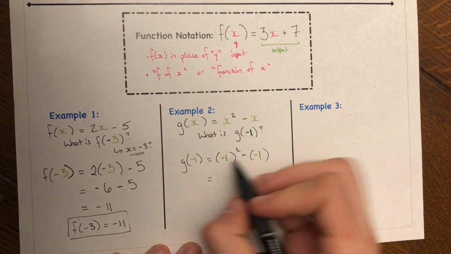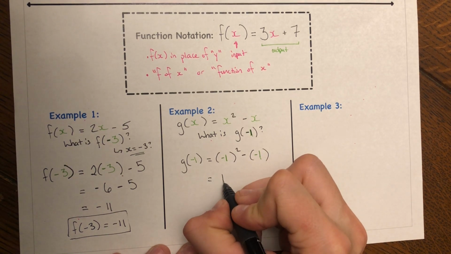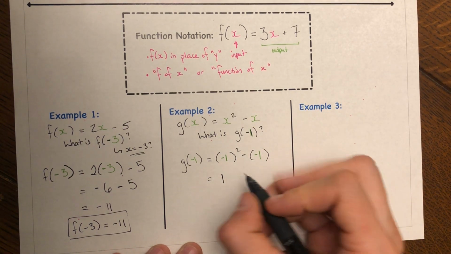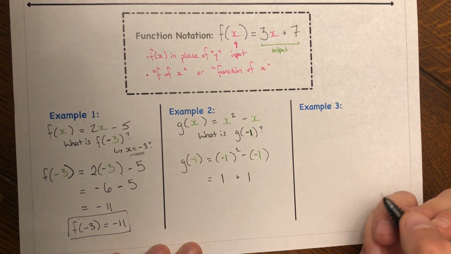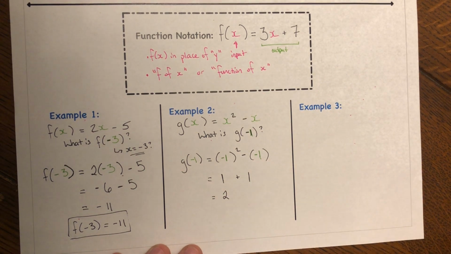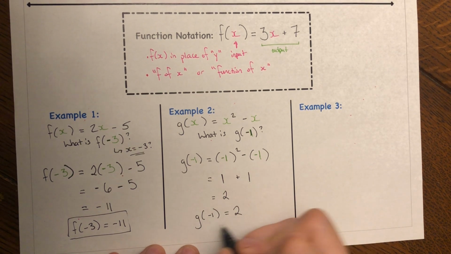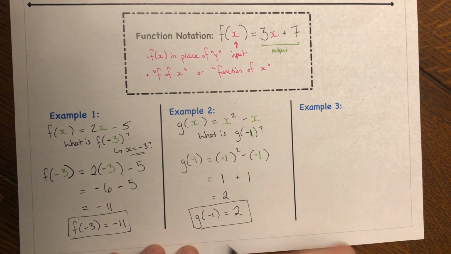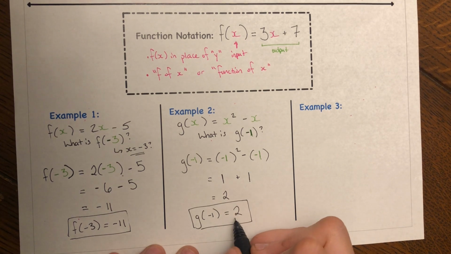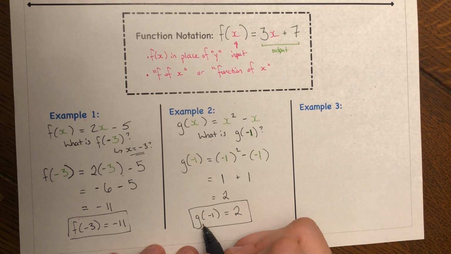Now I'm going to solve. Negative 1 squared is positive 1, minus negative 1 changes to plus 1, and I get an answer of 2. So g of negative 1 must be equal to 2. So when I plug in negative 1, the output is 2. Input negative 1, output 2.